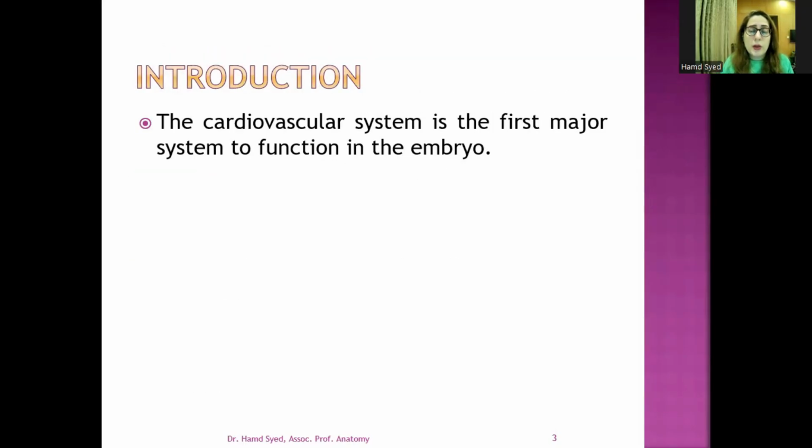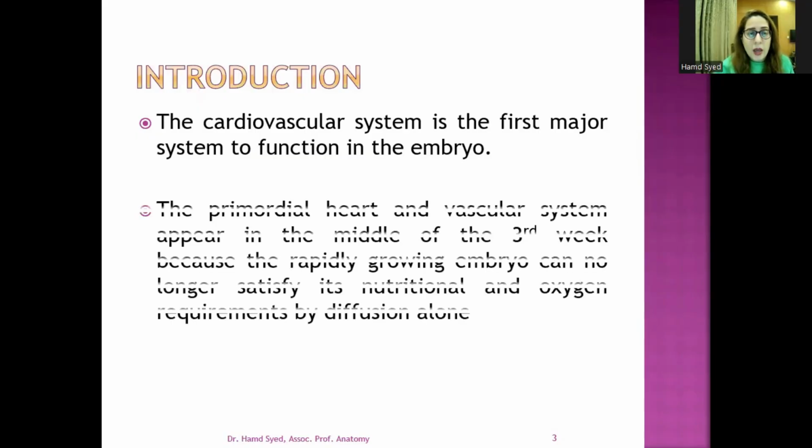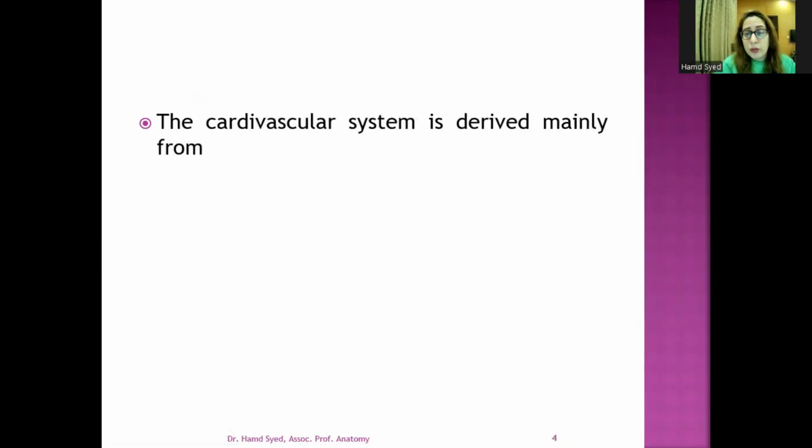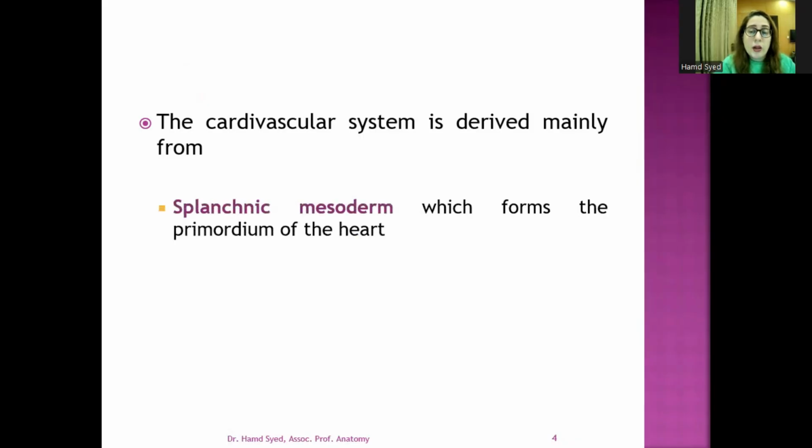Now, starting with this topic, when we talk about the cardiovascular system, you have to keep in mind that this is the first major system to function in the human embryo. And the primordial heart and vascular system make their appearance in the middle of the third week of gestation because the rapidly growing embryo can no longer sustain its nutritional and oxygen requirements by diffusion alone. So if you keep that in mind, you would understand how important this system is for the survival of the embryo.